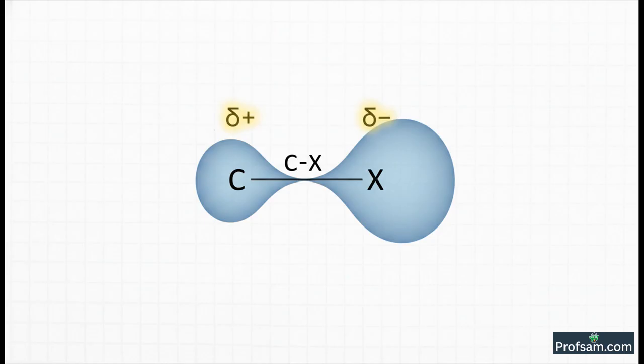We show this by using partial charges. The carbon, because it has lost some of its electron cloud, becomes partially positive. We write this as delta plus. And the halogen, which has gained that extra electron density, becomes partially negative, or delta minus. So now our bond looks like this: C delta plus connected to X delta minus.